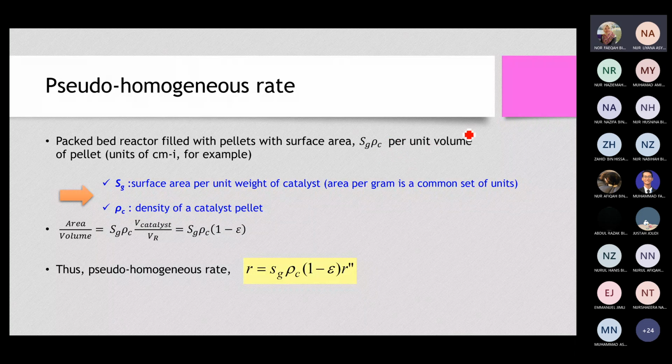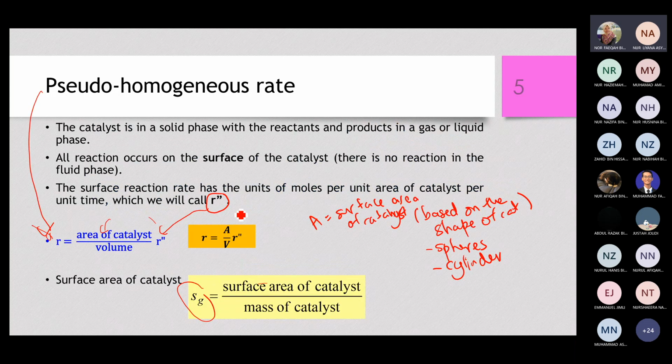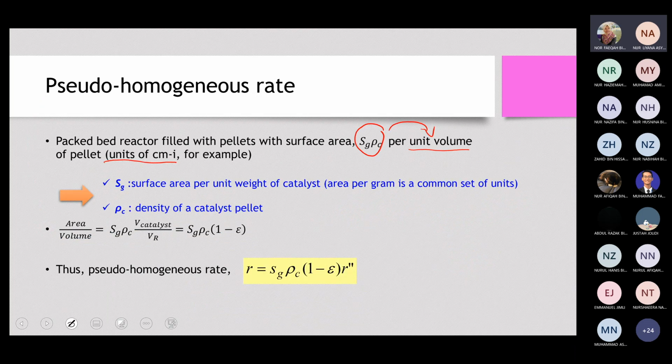And the unit is per unit volume of pellet. So this is the unit of Sg rho C, per unit volume. Right. So area over volume from the previous equation, A over V, can also be calculated by using this formula: Sg rho C multiplied by the volume of catalyst divided by the volume of reactor, which is equal to 1 minus the void fraction.